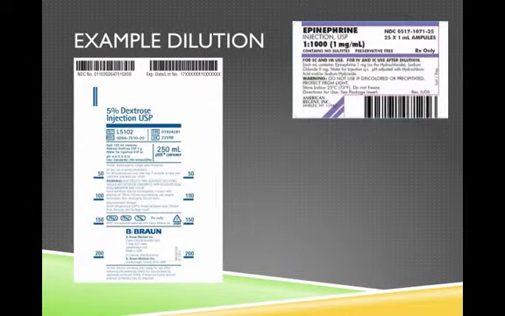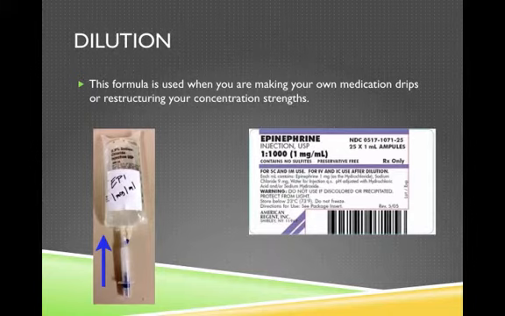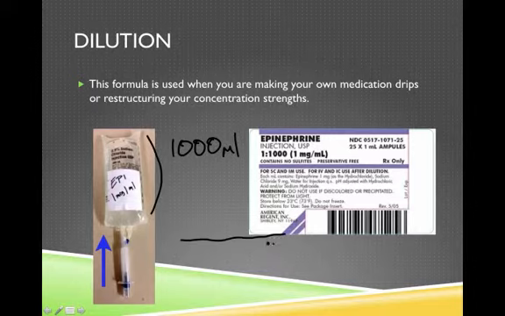Alright, so this is an example of dilution. Let's go back to the previous slide and work one out really quick. So this is an epi drip. Let's just work this one that we have pictures of. This is an epi drip, and this is a 1,000 milliliter bag. On these whole dilution problems, the mils always goes on the bottom. So we have 1,000 milliliters.